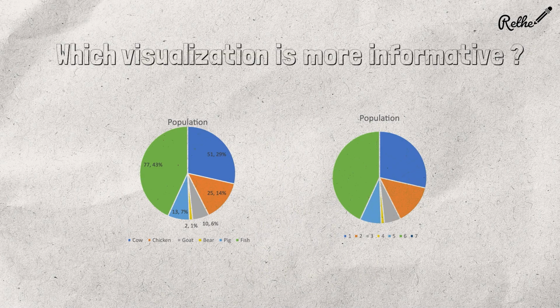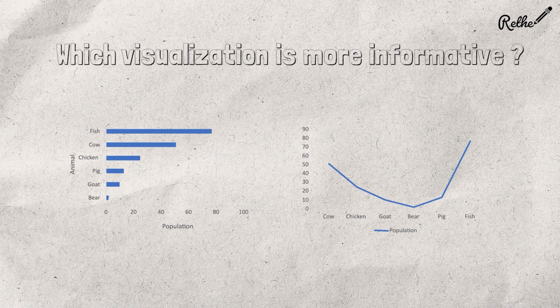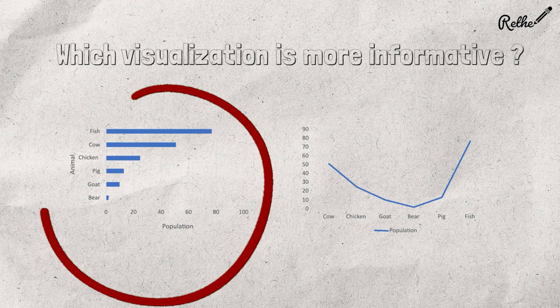Let's do some exercises. Which visualization is more informative? The one on the left or the one on the right? The one on the left is more informative because the labels tell us more about the data that has been visualized. Which plot type is more appropriate? The bar graph or the line graph? The bar graph is more appropriate for this data because it is categorical.